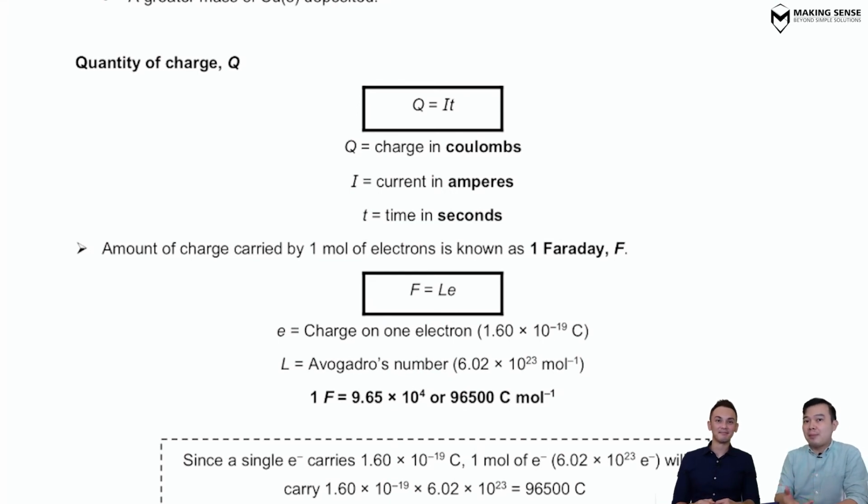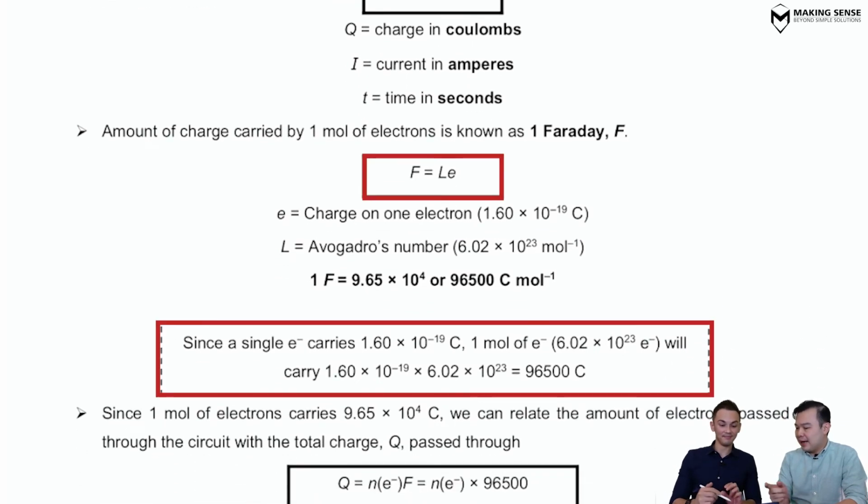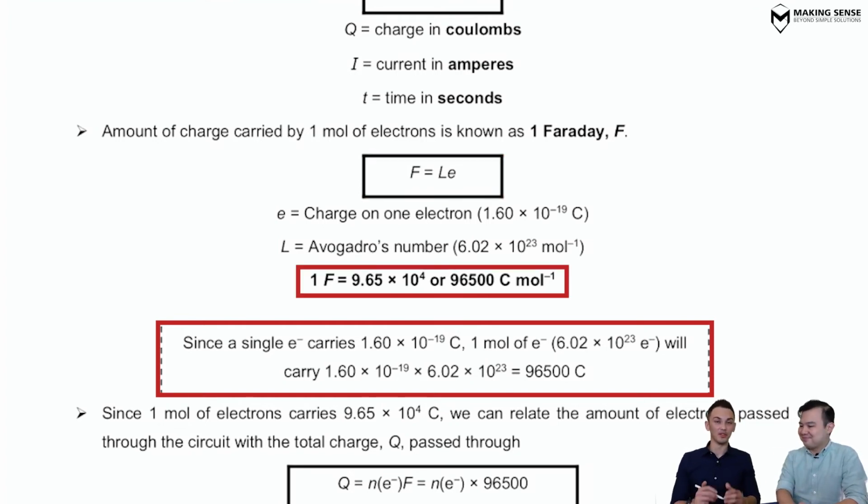The number that I was talking about will have been multiplied by the Avogadro's constant, right? So that's why you have the second formula over here. The amount of charge that you transfer using 1 mole of electrons will be given by F equals L E, right? So the amount of charge I receive is known as 1 Faraday. Yep, so just remember 1 Faraday is equal to 96,500.